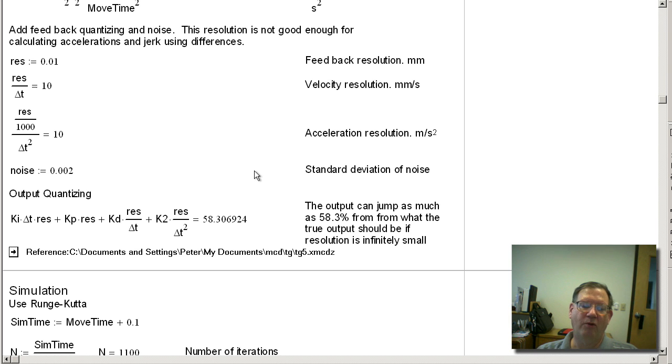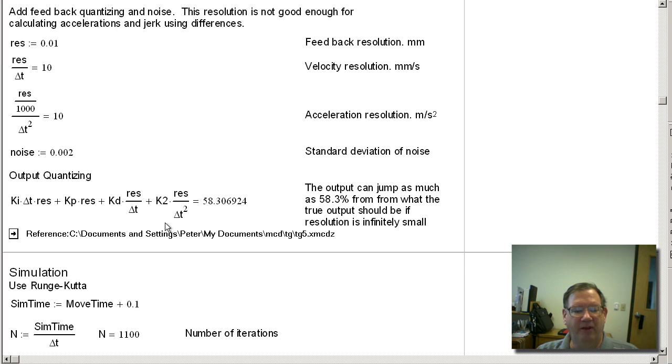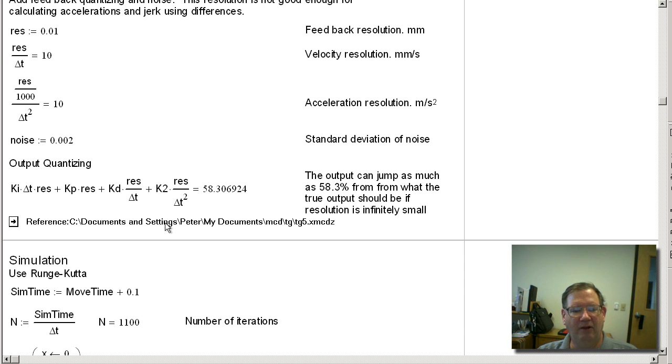One of the things I want to show you is that given that the resolution is quite coarse, if I multiply the integrator, proportional, derivative, and second derivative gains by just one count of resolution, which is 0.01, you can see that the output is going to change 58%, and that would not be usable. So we can't really use the derivative gain and the second derivative gain by using difference methods. We have to use a filtered method like the observer.